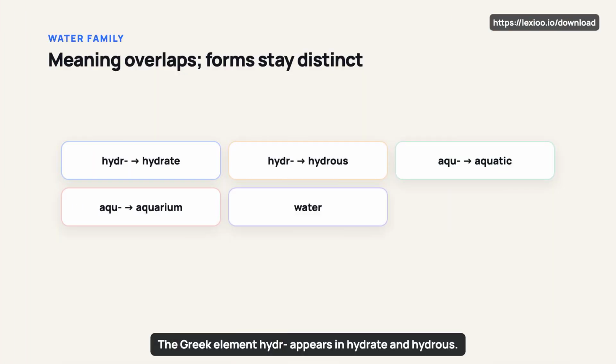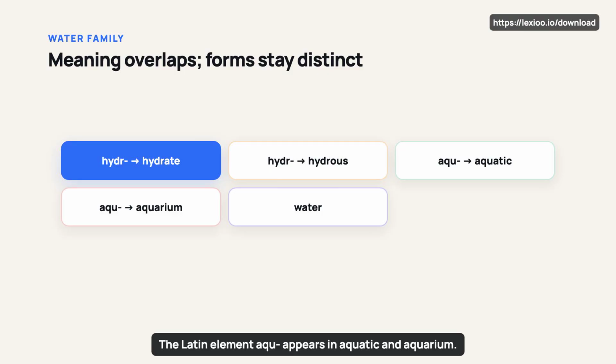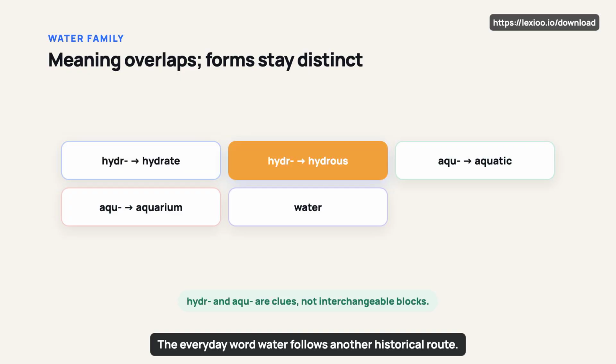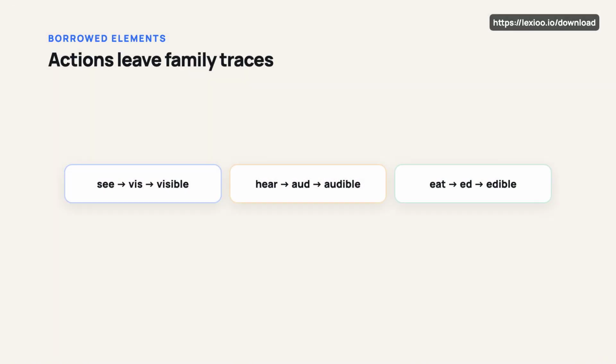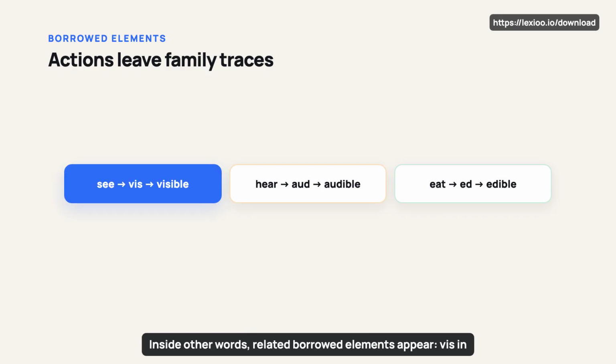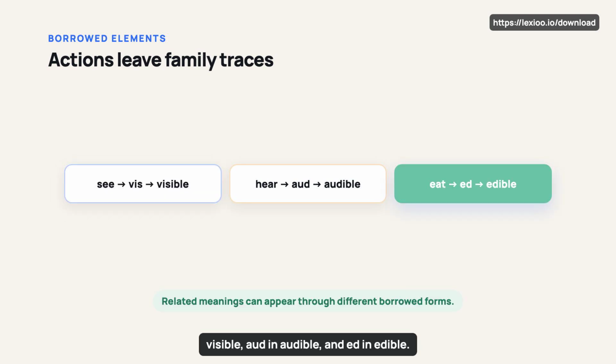The Greek element hydr appears in hydrate and hydrous. The Latin element aqu appears in aquatic and aquarium. The everyday word water follows another historical root. They overlap in meaning, but they are not interchangeable building blocks. The same pattern appears in familiar actions. You see, hear, and eat. Inside other words, related borrowed elements appear. This in visible, aud in audible, and ed in edible.